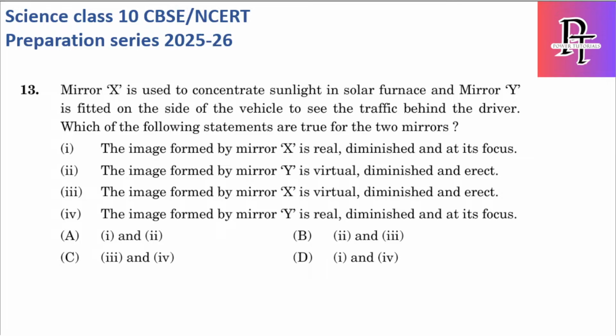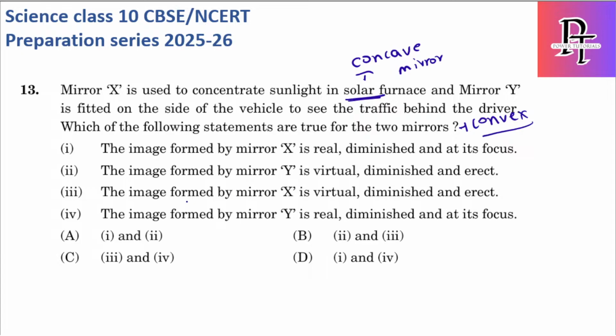First question of today. What is the question? The mirror X is used to concentrate sunlight in a solar furnace, and mirror Y is fitted on the side of a vehicle to see the traffic behind the driver. Which of the following statements are true for the two mirrors? Simply, in this question they are giving you applications, and based on the applications we have to figure out which mirror it is. For a solar furnace we will use a concave mirror, whereas for vehicles, as a mirror using which we see the back side of the vehicle, we use a convex mirror.